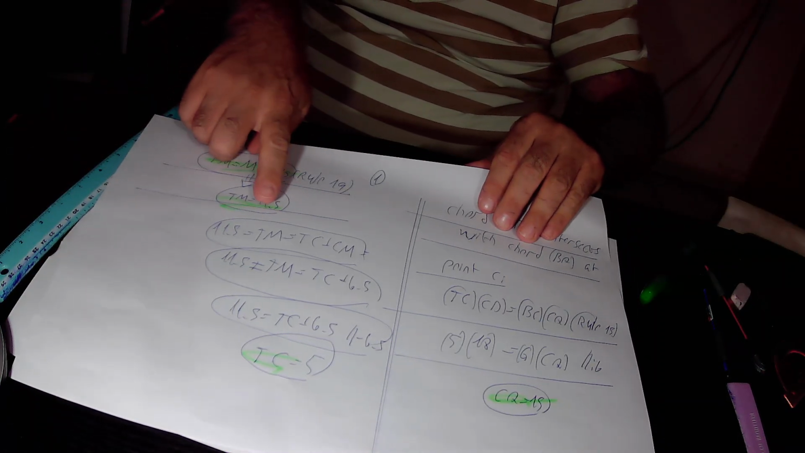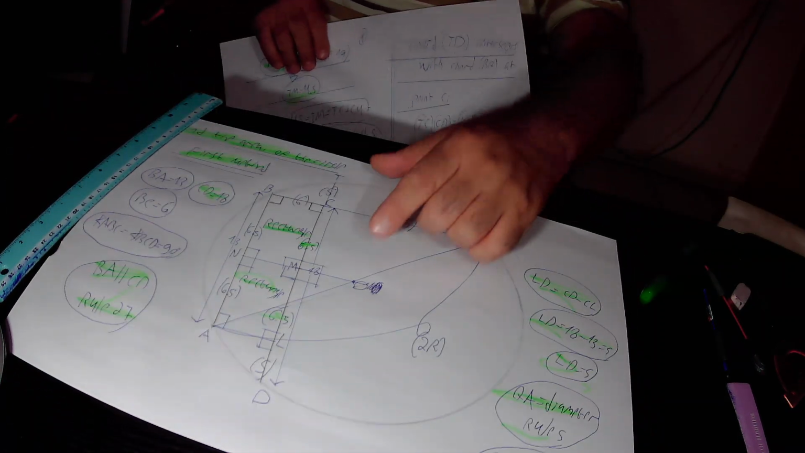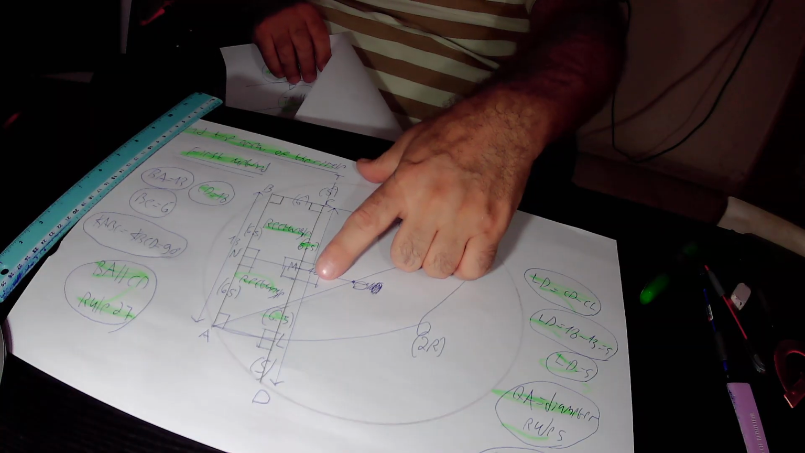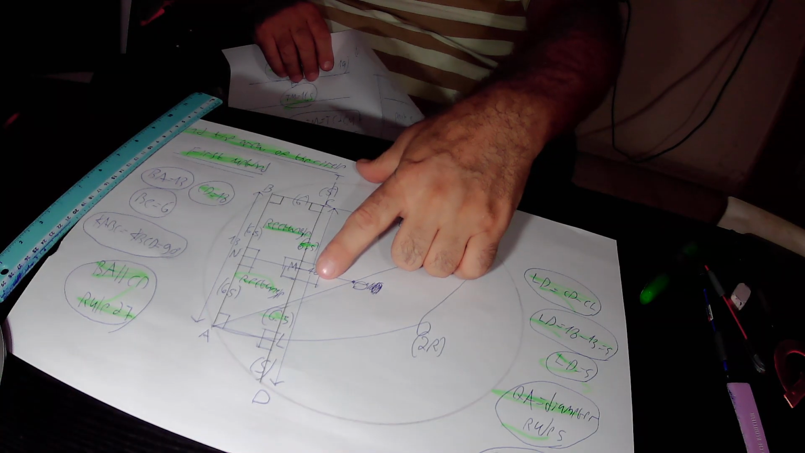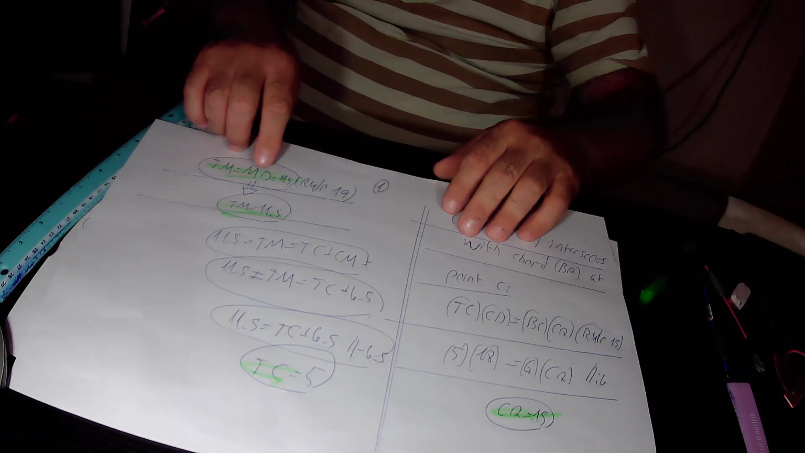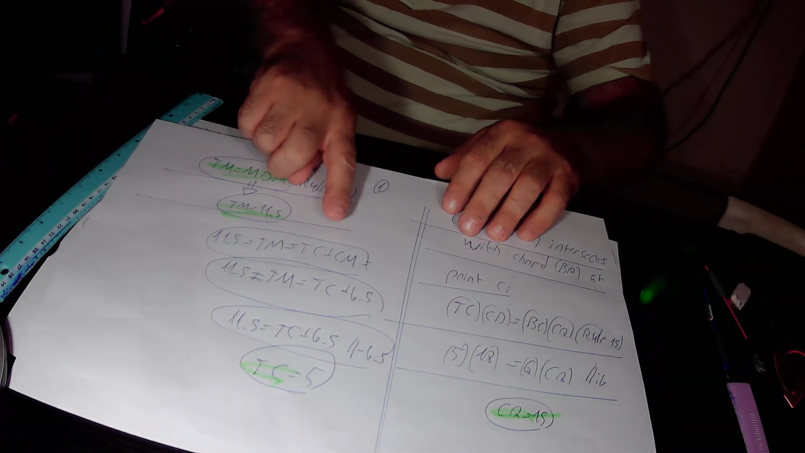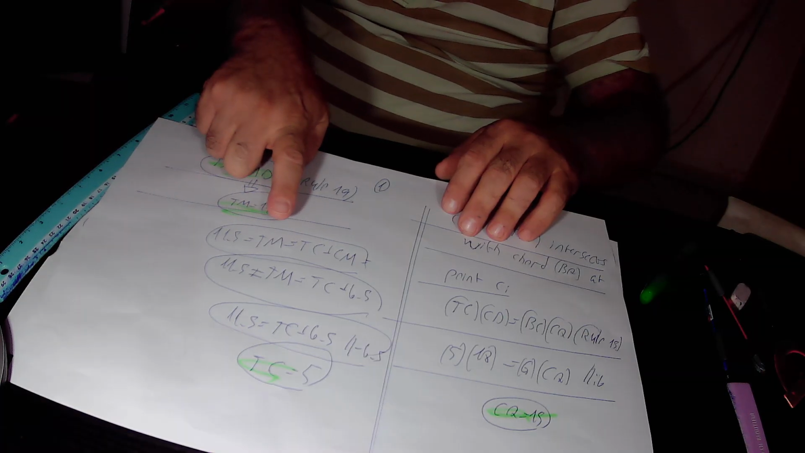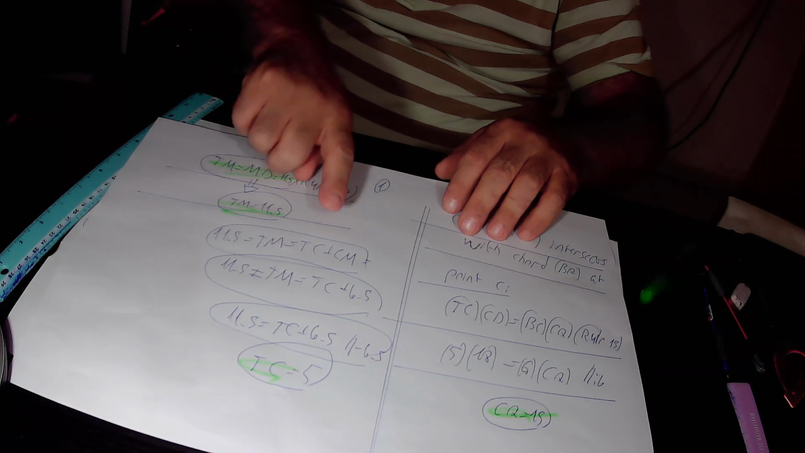So from one side, Tm equals 11.5, but from the other side, Tm also equals Tc plus Cm. So 11.5 equals Tm, and Tm equals Tc plus Cm.